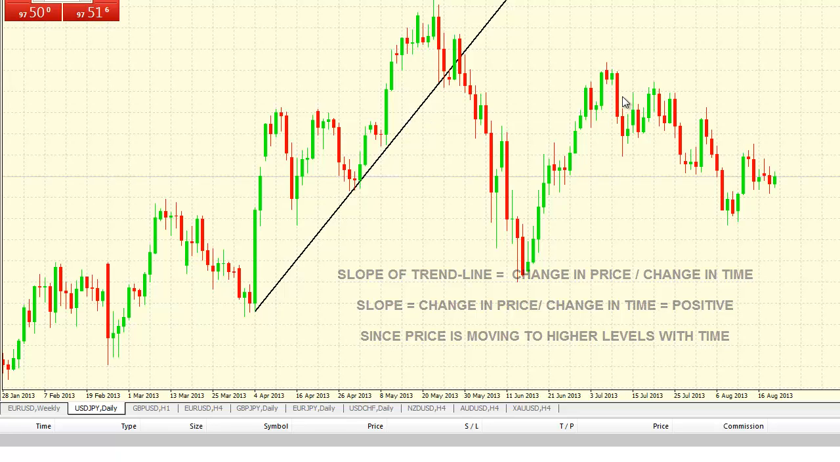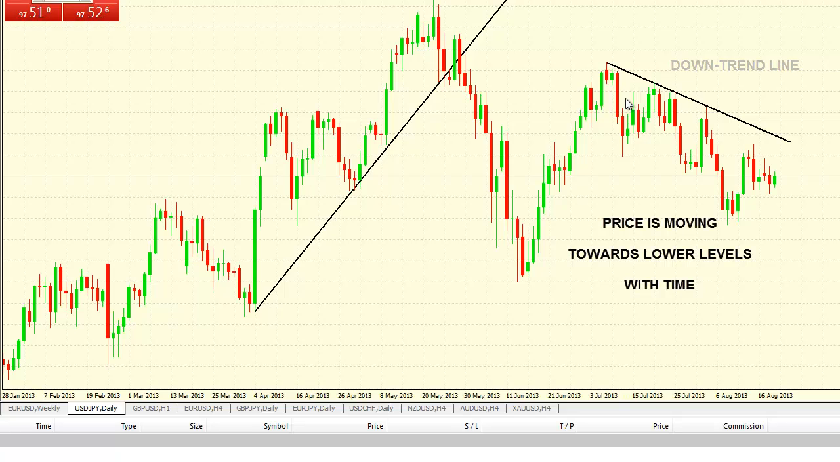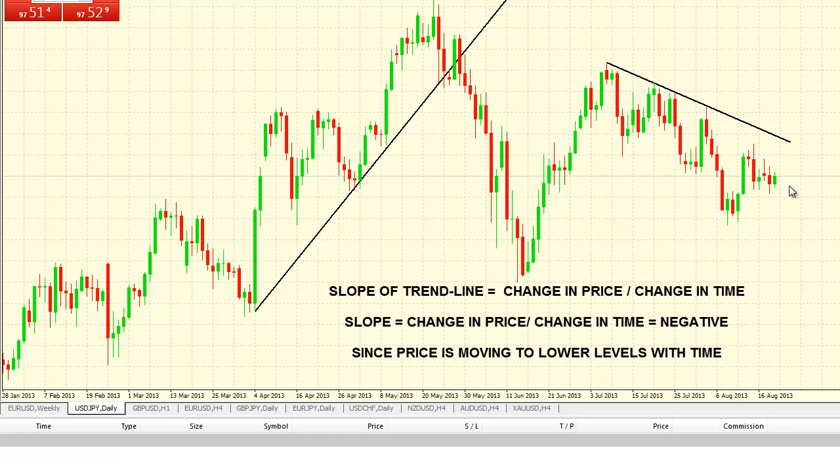Alternatively, in this case here, in the descending price move, we again draw the trend line joining the highs of the series of descending peaks and troughs. This is a downtrend line. Here the price of the financial instrument is moving towards lower price levels with time. Thus, the slope of the trend line, which is the change in price over time, will be negative.